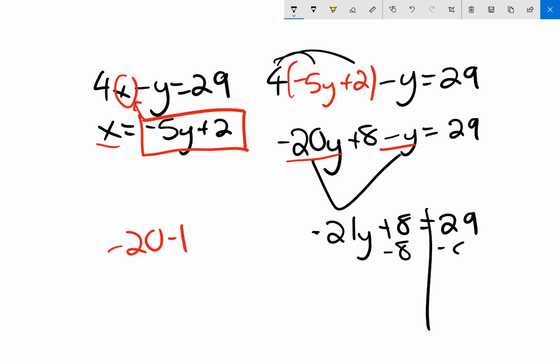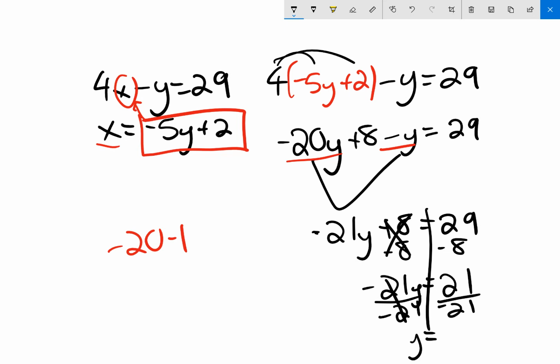So let's subtract 8, because it's a term that is not the y term, so I'm going to move it first. That leaves me with negative 21y equal to 29 minus 8, which is positive 21. And when I divide by negative 21, I get y equal to negative 1.